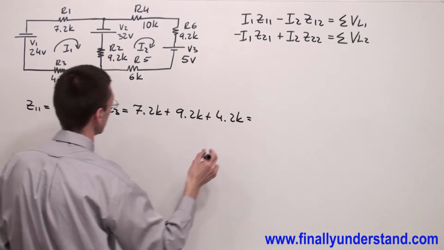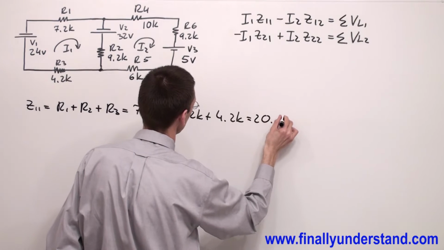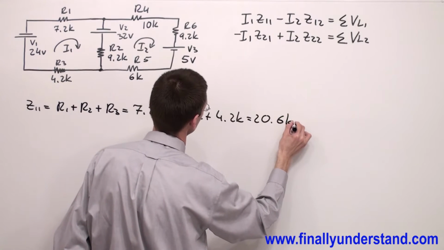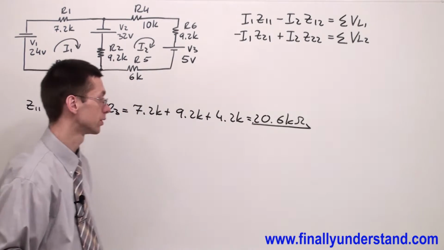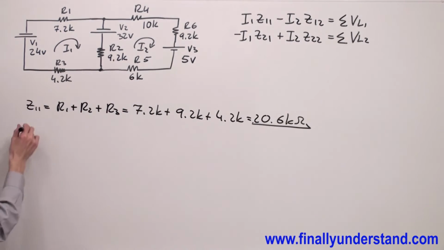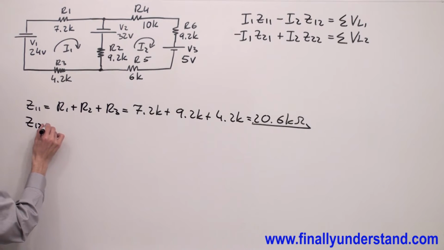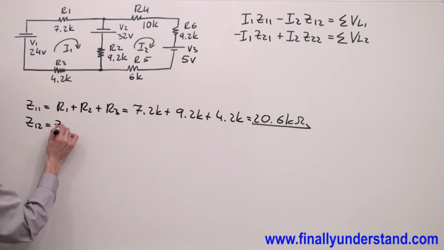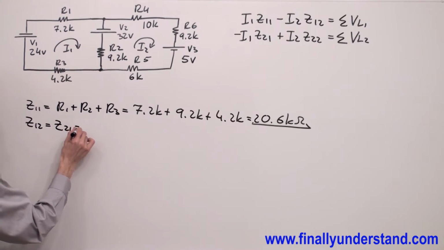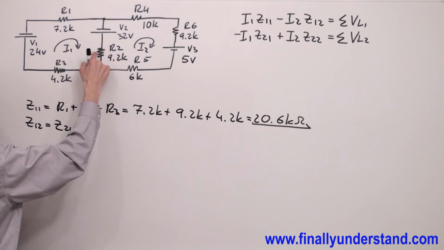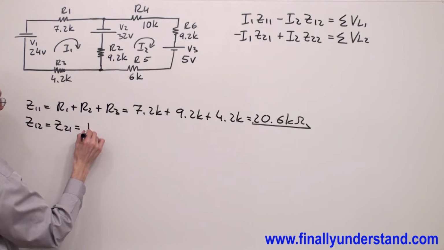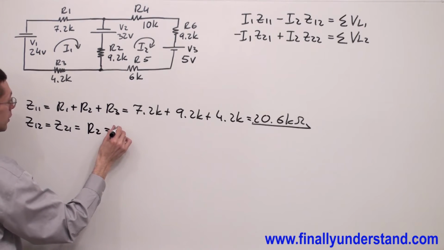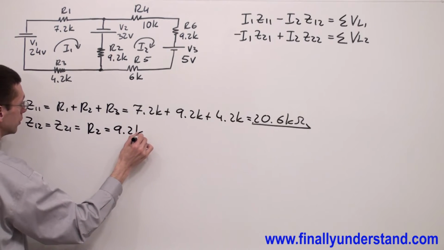This is equal to 20.6 kilo ohms. This is my impedance Z11. Next, impedance Z12 is equal to impedance Z21. This is the impedance between these two loops. Okay? The impedance between these two loops is equal to R2. And this is equal to 9.2 kilo.